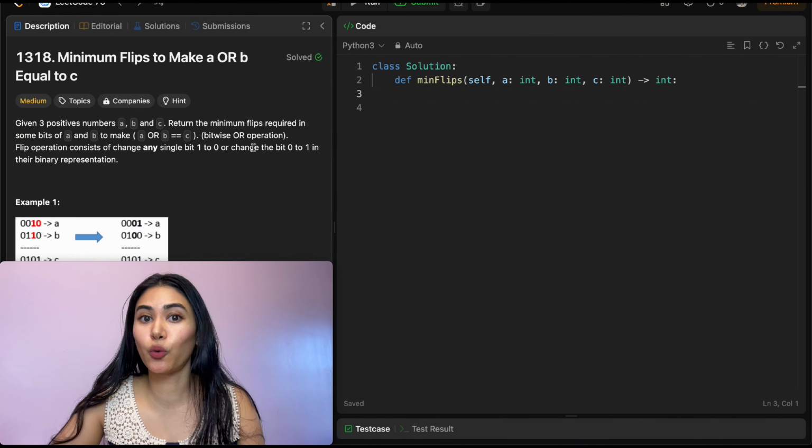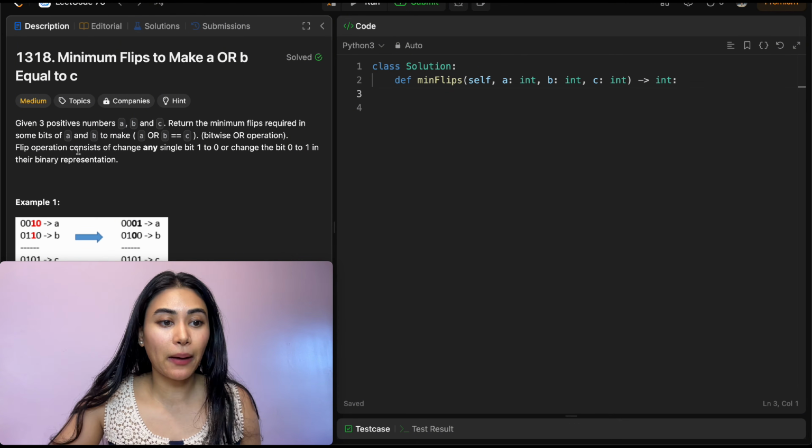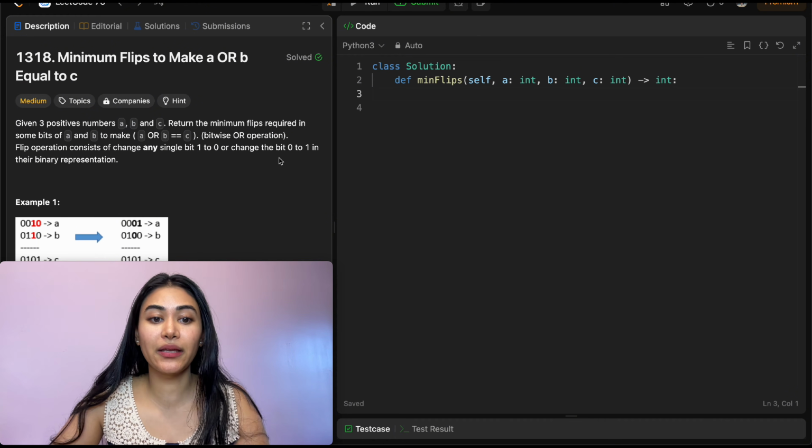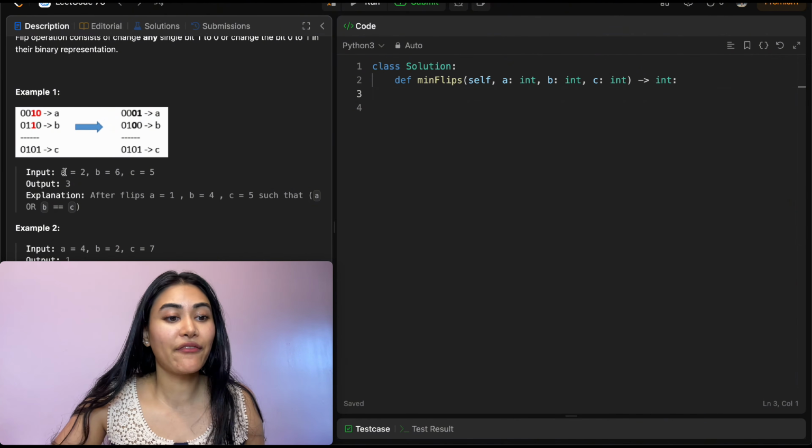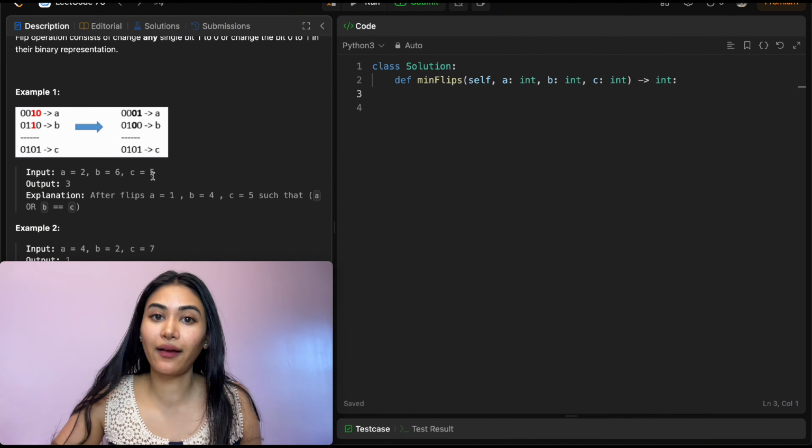This is the bitwise OR operation. And a flip operation consists of changing any single bit 1 to 0 or changing the bit 0 to 1 in the binary representation. Example 1, we have A being 2, B being 6, and C being 5.